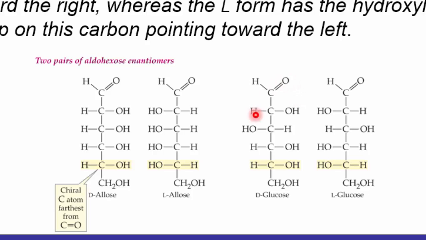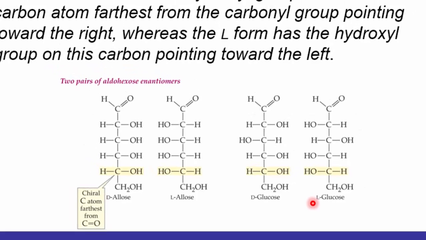Again, if we take glucose, this is the highest numbered chiral carbon. OH is to the right, it is D-glucose. OH to the left, it is L-glucose.